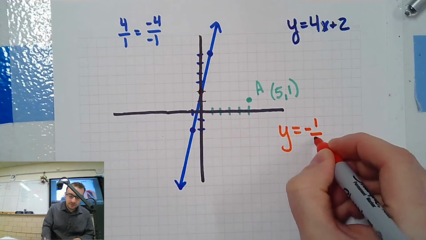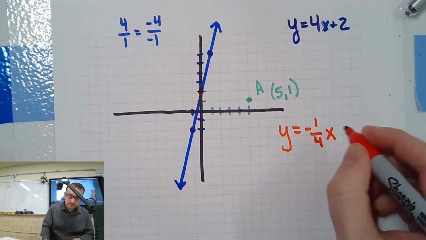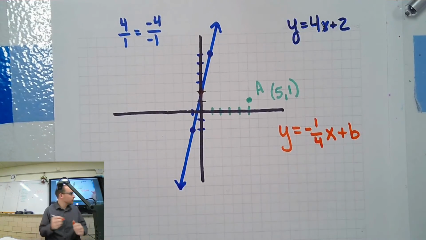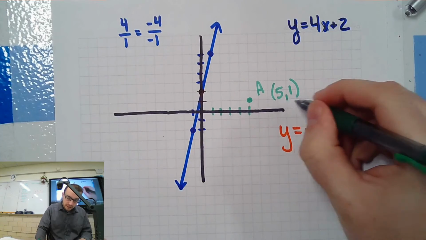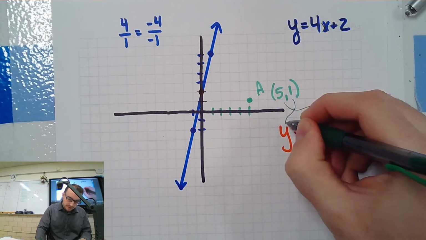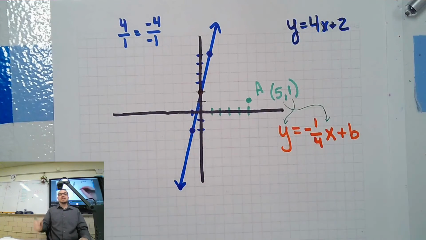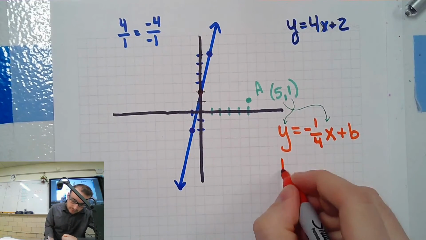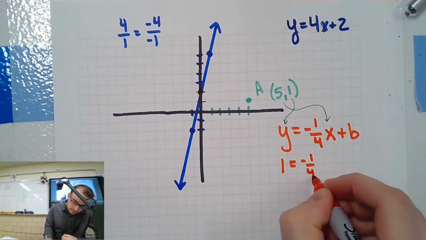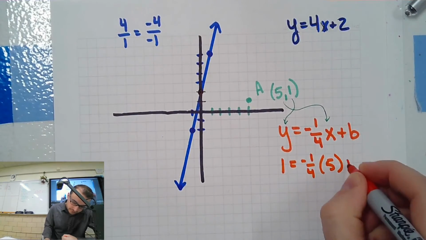Negative 1 over 4. We don't know what b is yet. How are we going to figure out what b is? We're going to plug in 5 and 1 into our equation because we want the equation to go through that dot, right? So when we do that, we're here.